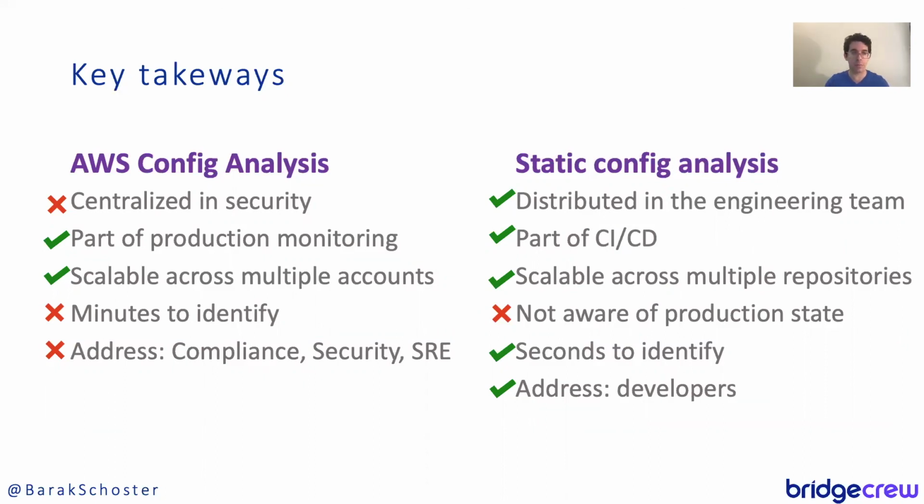As for static configuration analysis, the good thing about it is that it enables a completely distributed process. It's part of your CI/CD pipeline. It's scalable across multiple GitHub repositories. The bad thing about it is that it's not production aware and not aware of the state, but it does take a very small amount of time to identify the issue, and it addresses the developers, who are at the end.